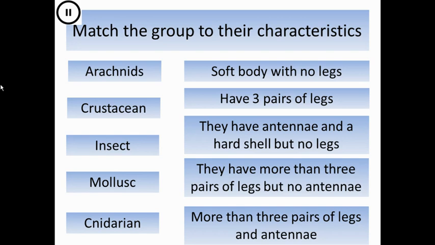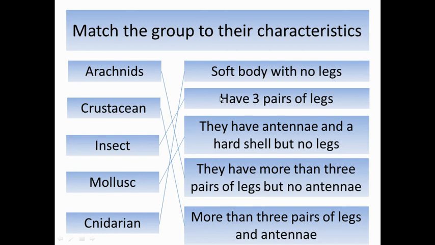Okay, so let's have a quick look through our answers. So arachnids, what you should have had, let's just follow these lines here. They've got more than 3 pairs of legs. Remember, arachnids have four pairs of legs. They've got more than 3 pairs of legs, but no antennae. So arachnid, you should have had this as the characteristics. Crustacean, more than 3 pairs of legs, and they do have antennae. So that's things like our lobster. Remember, lobster had 5 pairs of legs. It had antennae too.